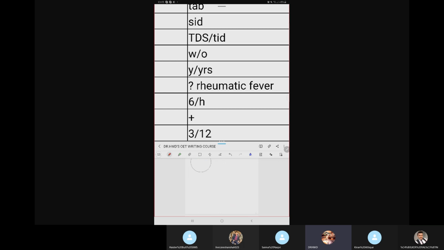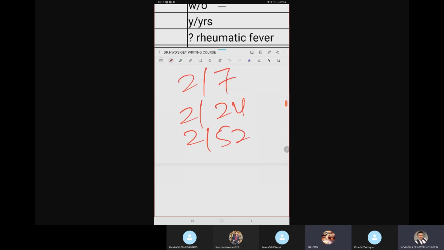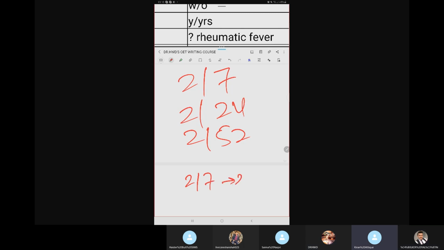Right, now one more thing is, which is this. 2/52. What does this mean? 2/7, 2/24, 2/52. 2/7 means 2 days out of a week.